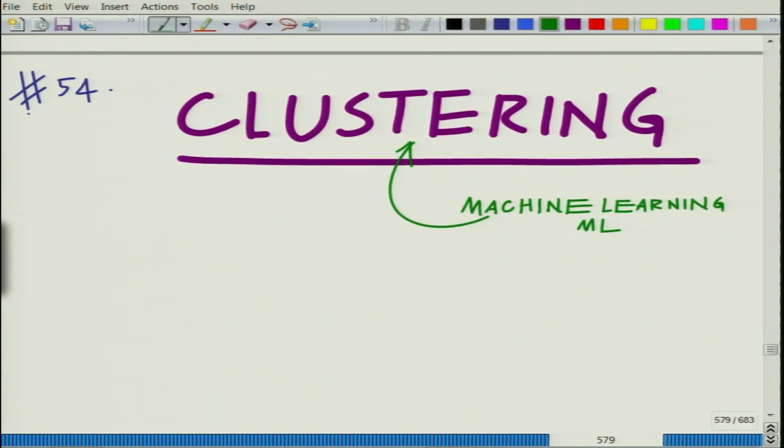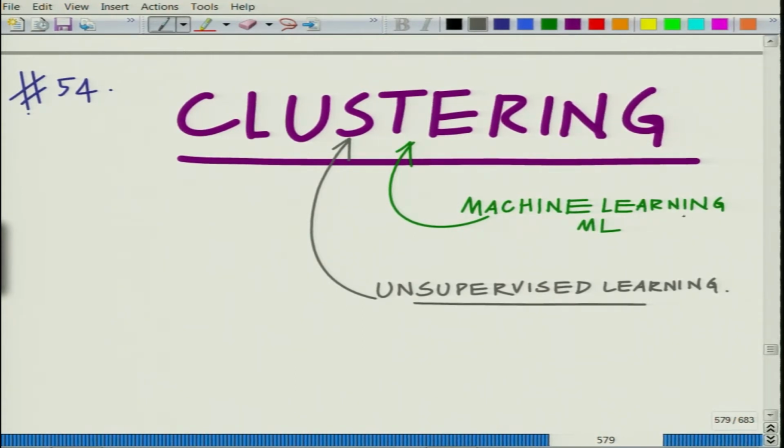And clustering, essentially what it means is, now what do we mean, okay, I will come to this in a little bit, but now clustering belongs to a class of techniques known as unsupervised learning.